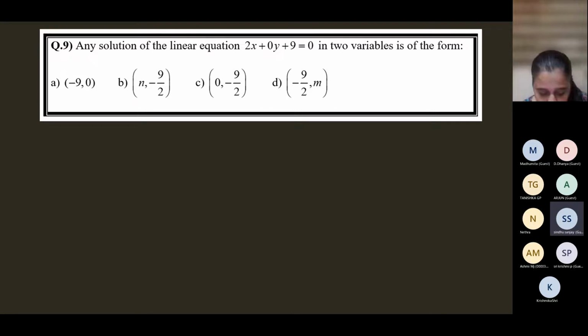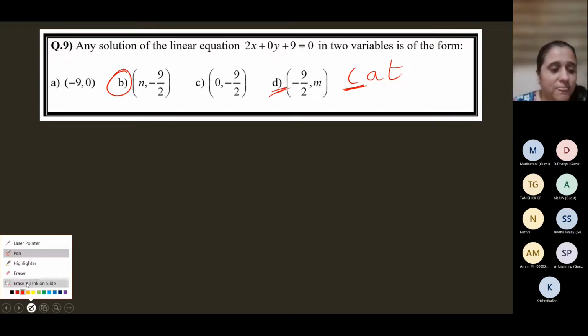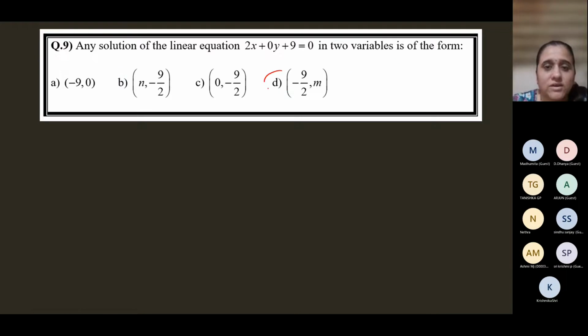Ma'am, B, ma'am. D, ma'am. C as in cat? Ma'am, D for dog. Okay, D. Okay, so this is by Sindhu and Sanjay.